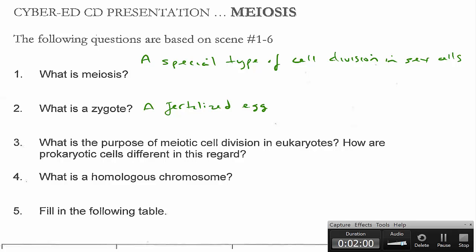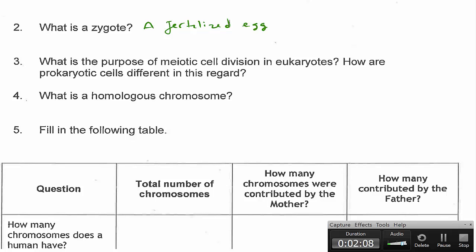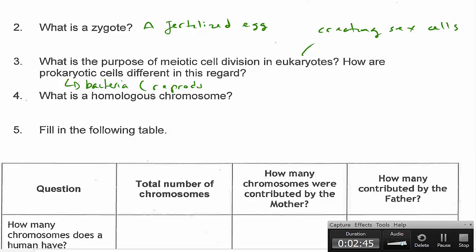What is the purpose of meiotic cell division in eukaryotes? How are prokaryotic cells different in this regard? Well, you are eukaryotic. Your cells are eukaryotic. They're true cells with many organelles, membrane-bound nucleus, etc. So the purpose of the meiotic cell division in eukaryotes is the creating of sex cells. What is the purpose of meiosis in prokaryotes? Prokaryotes, by the way, are things like bacteria. They do not have membrane-bound organelles. In a sense, they're simpler cells. They use meiosis, or meiotic cell division, for reproduction. So here they're actually using it to reproduce asexually. And that's a term you need to know, asexually, without male and female.